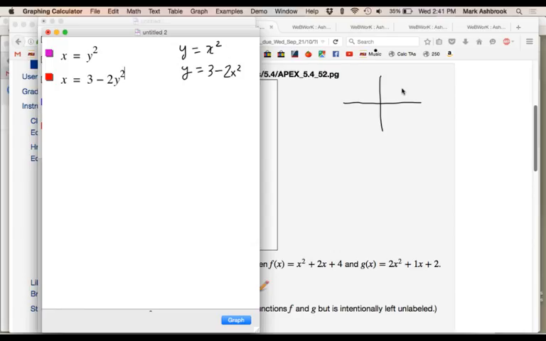y equals x squared. Piece of cake, right? Through the origin, opening upward on the y-axis. And what about y equals 3 minus 2x squared? So that has a vertex. Where's the vertex? 0 and 3. And then is it going to open up or down? Down. And how will it compare in shape to x squared? All the y values are going to be stretched, so this is going to appear narrower because it's being stretched vertically, right?